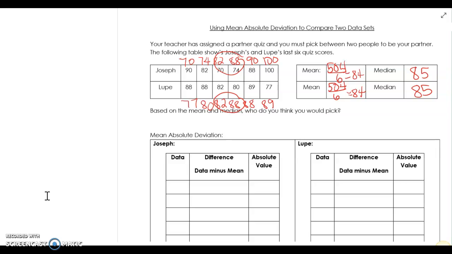Based on the mean and median, who do you think you would pick to be your partner? Really, you can have different arguments, but if you are simply looking at the mean and the median as your data, at this point, it really wouldn't matter who you pick since they have the same data. So remember that these two things are measures of central tendency, so how things sit in terms of the center.